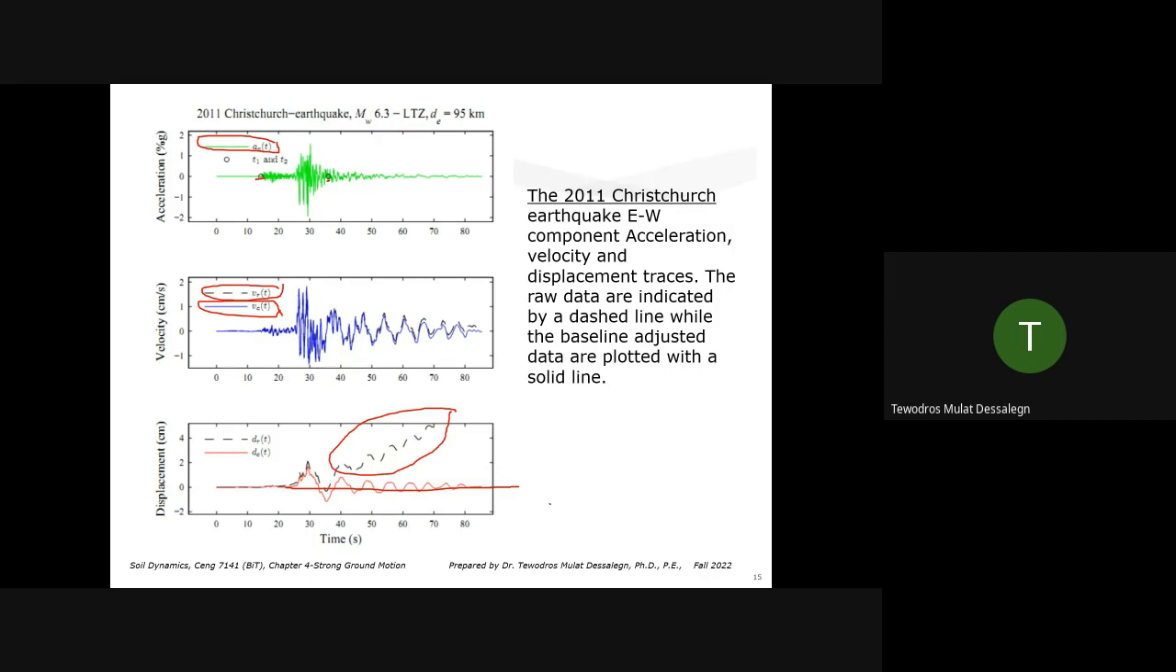So before you use seismic data, you need to integrate it. Usually when those sources provide data, they can provide you acceleration, velocity, and displacement. You need to plot it and see if the data makes sense, especially in the displacement time history plot.